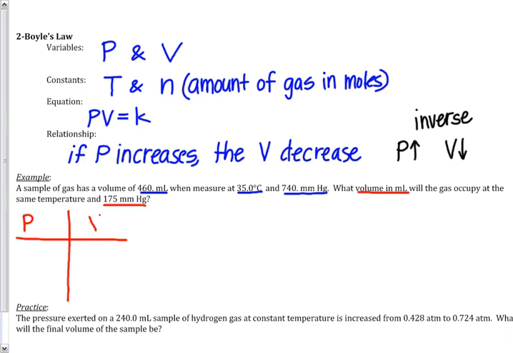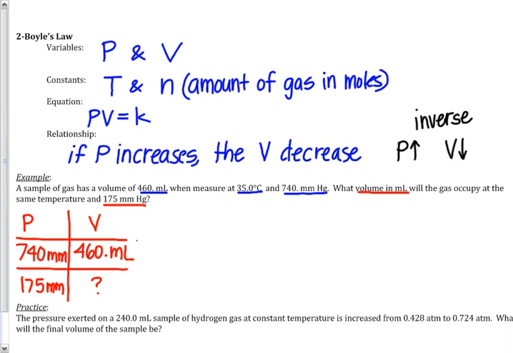So I make a chart, and I keep track of what they are in each condition. So in the first set of conditions, I have a volume of 460 milliliters when that pressure is 740 millimeters of mercury. And then the question says, what will the new volume be when you change the pressure to 175? So this is how I organize my information. And I look at it, and I look at what's happening. The pressure is going from 740 down to 175. So pressure is decreasing. If I look at my relationship, if the pressure were to go down, that means the volume would have to go up.